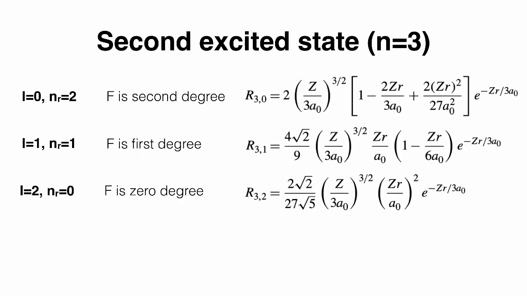You can keep working on larger excited states. So if you look at n equal 3, you have many possibilities to get n equal 3. You can have L equal 0 and nr equal 2, L equal 1 and nr equal 1, L equal 2 and nr equal 0.